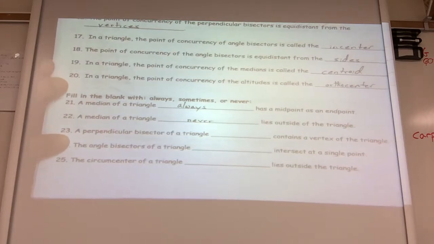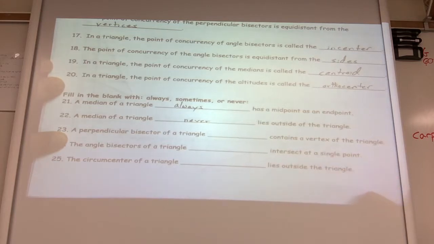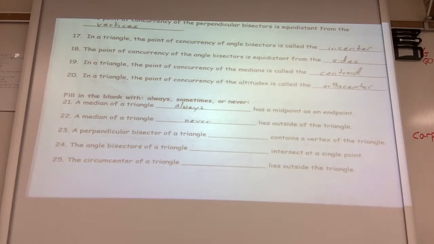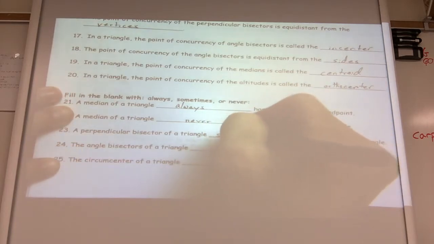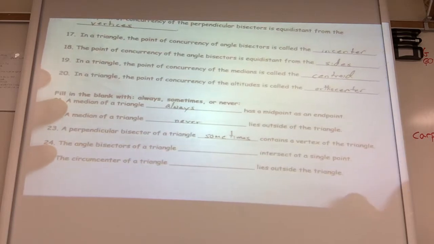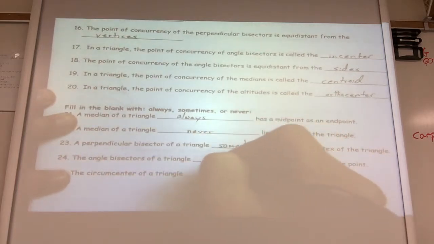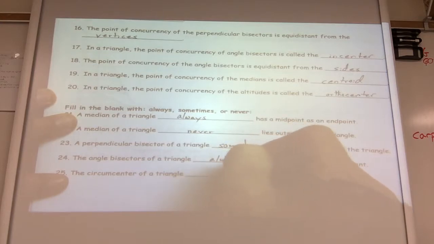A perpendicular bisector of a triangle always, never, sometimes contains a vertex of the triangle. Sometimes, right? All it needs to do is make sure it cuts the side in half at a 90-degree angle. But sometimes it passes through the opposite side's vertex. The angle bisectors of a triangle sometimes, never, always intersect at a single point. Always. What's the point called?